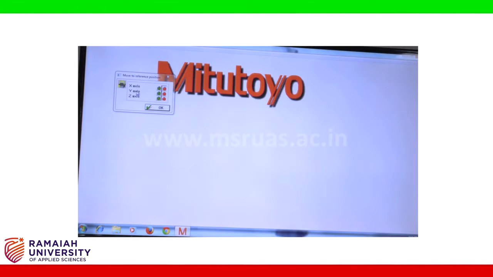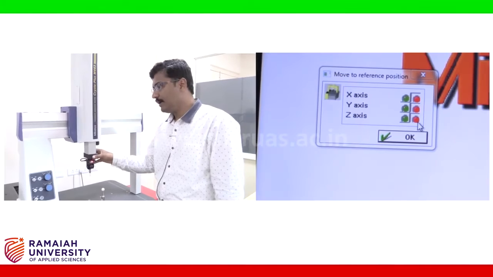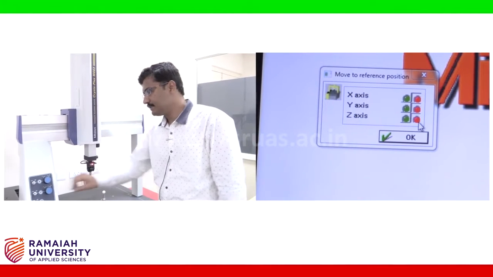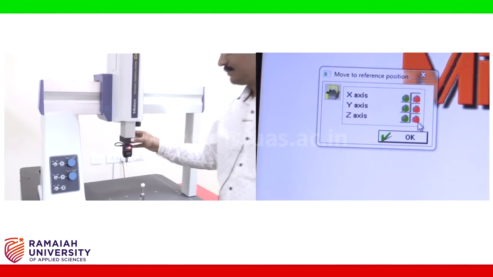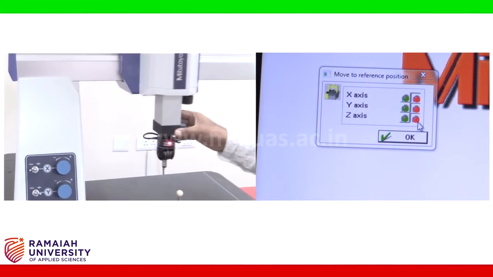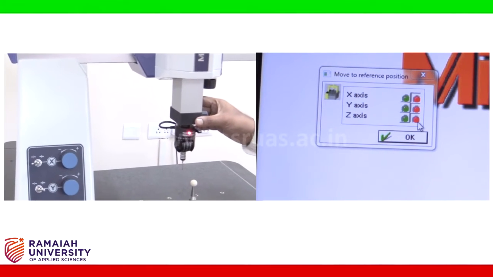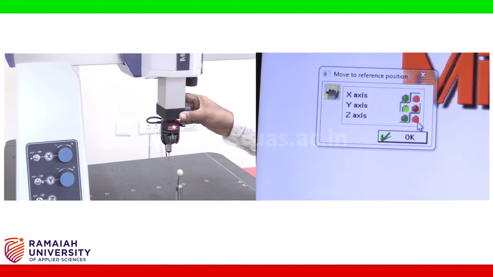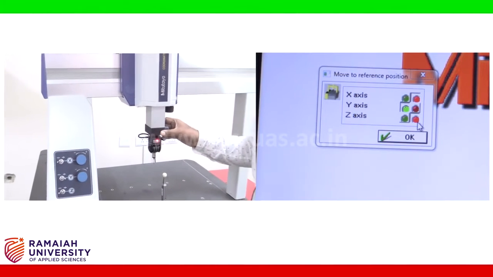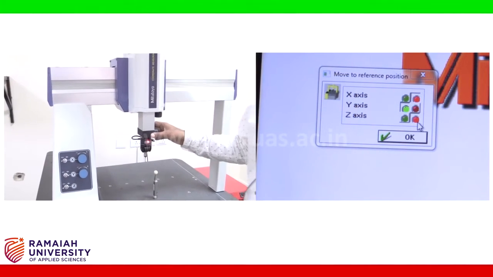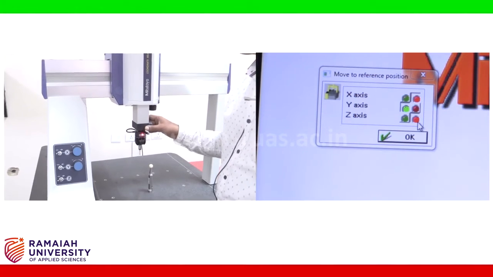You can see X, Y and Z axes, and you can also see the red pointers. Once the homing is completed, all these pointers will turn green, indicating that the CMM has reached the home position. Now I am doing the homing for the y-axis. So the y-axis home position has been reached, and on the screen you can see the red pointer turning to the green pointer with respect to the y-axis.